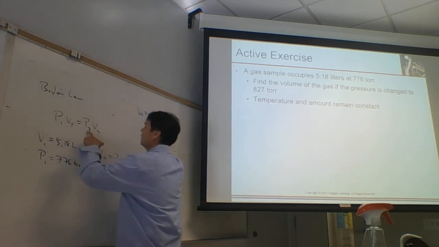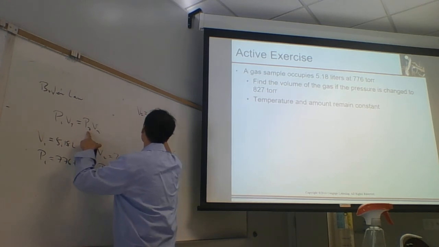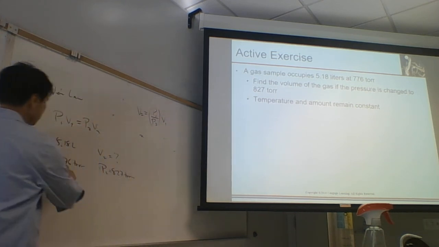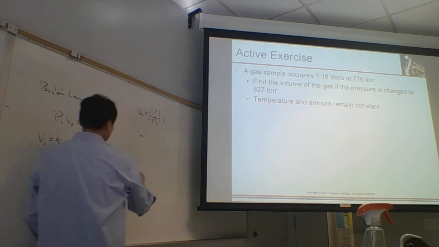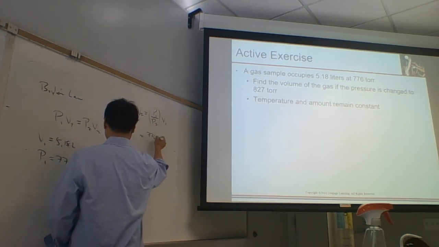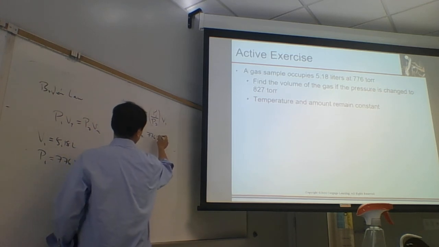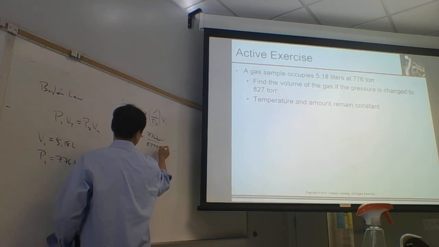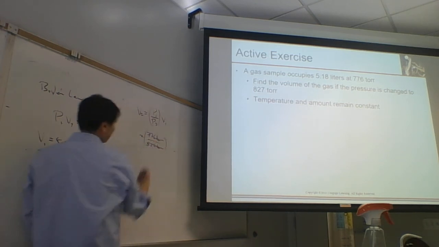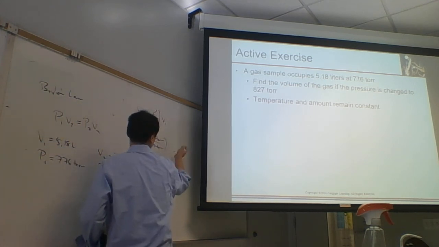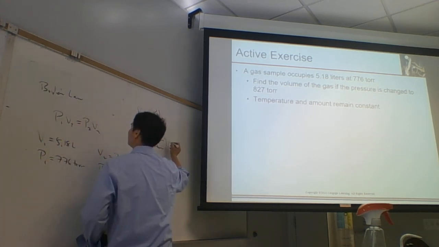V2 is equal to P1 over P2 times V1. And so this is called the pressure fraction here. So if we take a look at the pressure increased. And so if the pressure increased, so P1 is 776 torr. P2 is 827 torr. Then the pressure fraction is less than 1. So the pressure increases, we expect a decrease in the volume. And that makes sense. The greater the pressure, the smaller the volume.